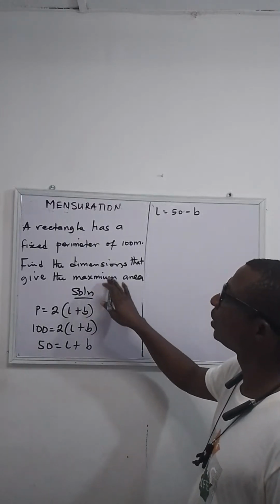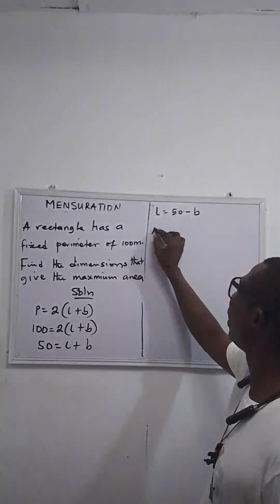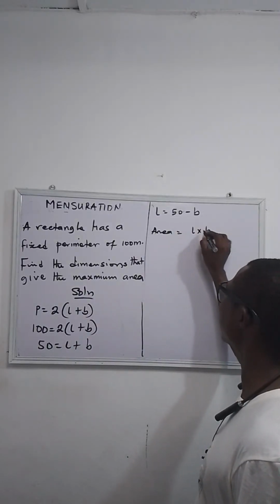All right. So now we want to know the dimension that gives the maximum area. We know the area of a rectangle is length times breadth.